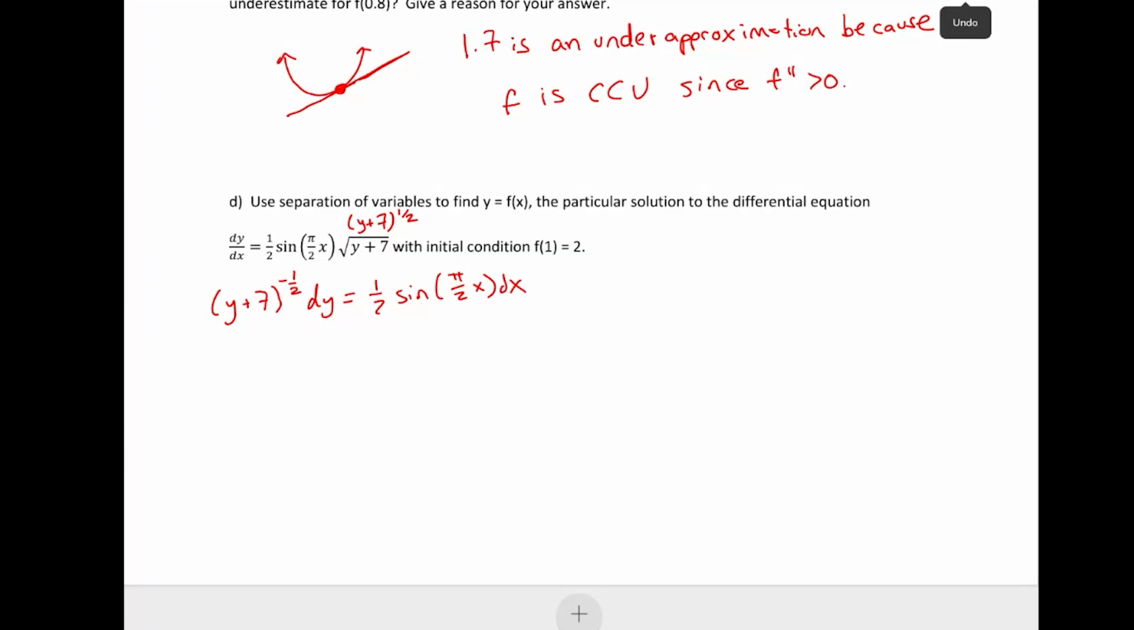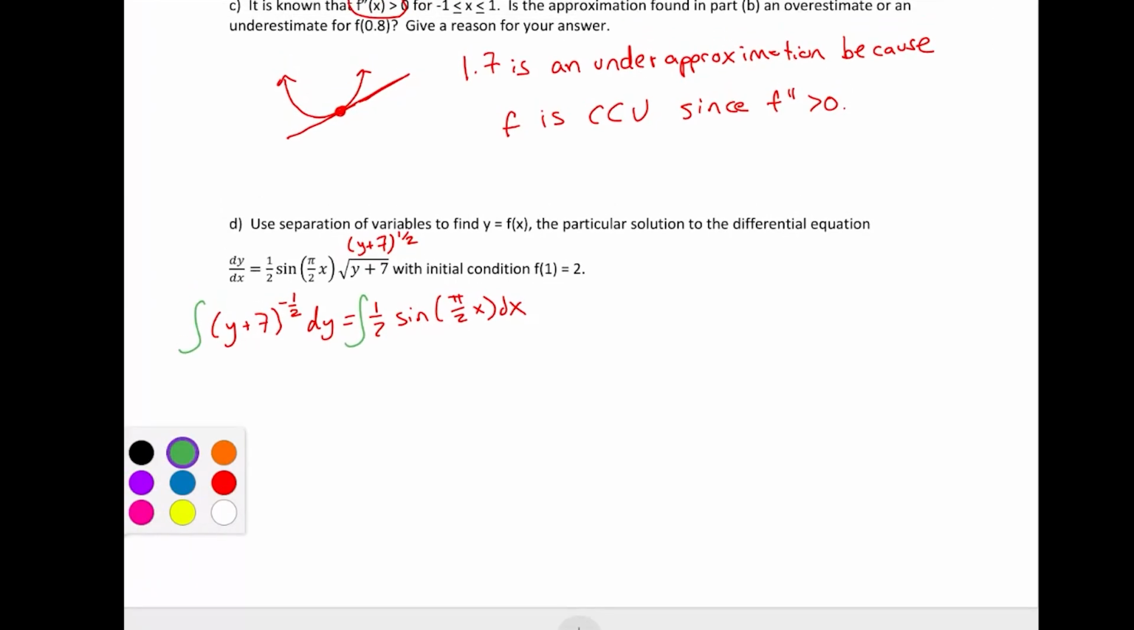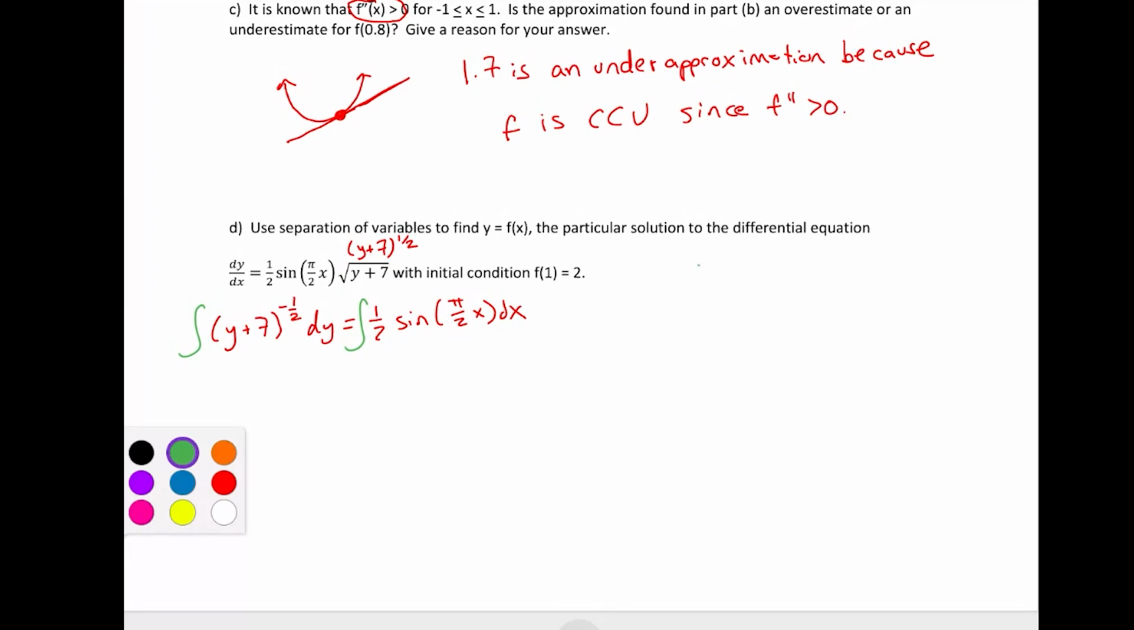All right, well, we need to integrate both sides, don't we? And we're going to have some u substitutions to deal with. So, yeah, let's do it. Or you could say, let's do it. All right, that's okay. That's enough of that.